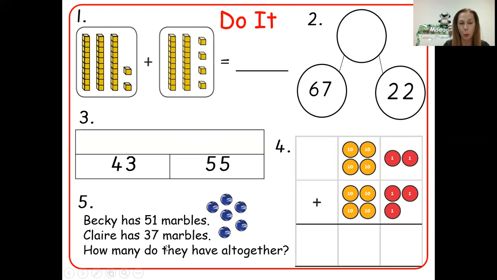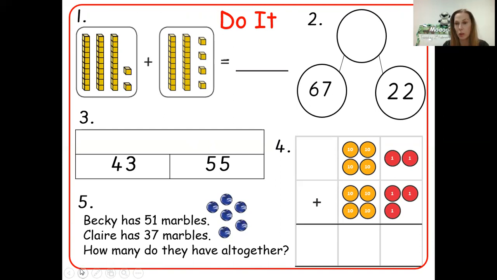And then last of all, you've got a word problem. Becky has 51 marbles. Claire has 37 marbles. How many do they have all together? So you've got that all together word, which means that you are getting bigger. You're adding groups together. Okay.